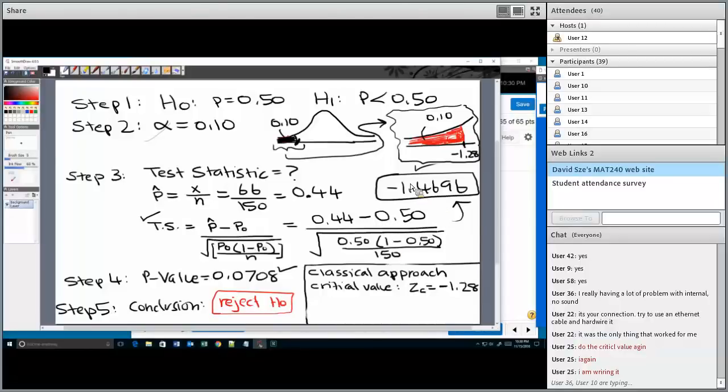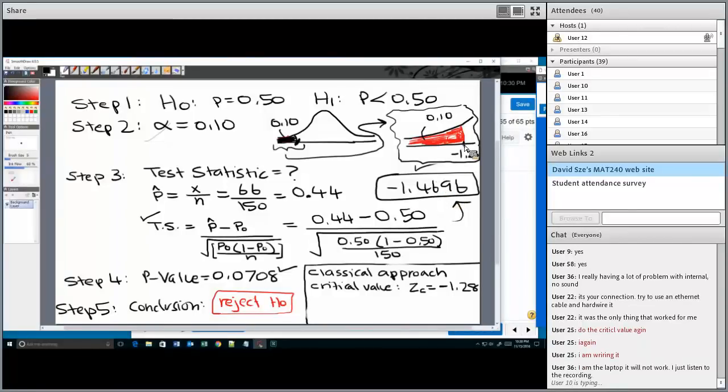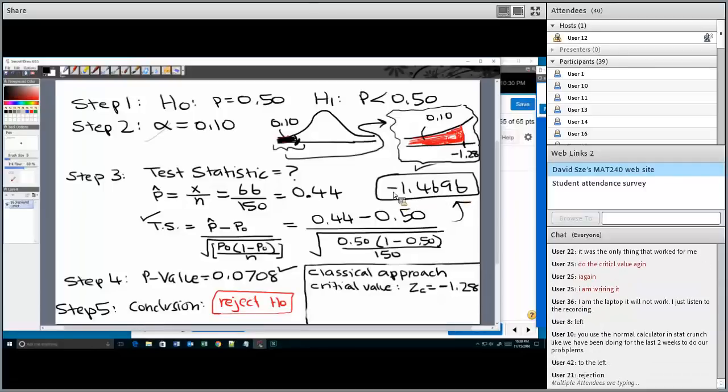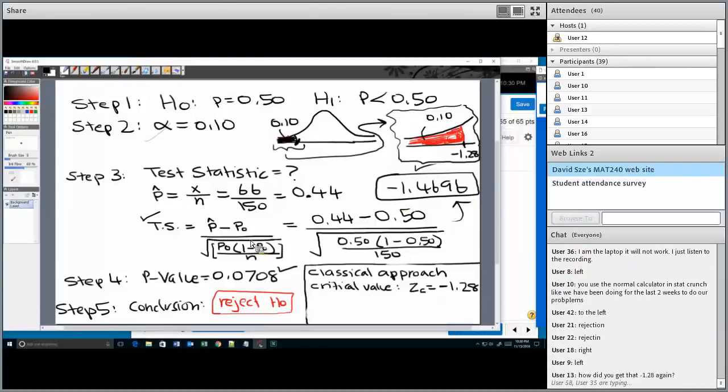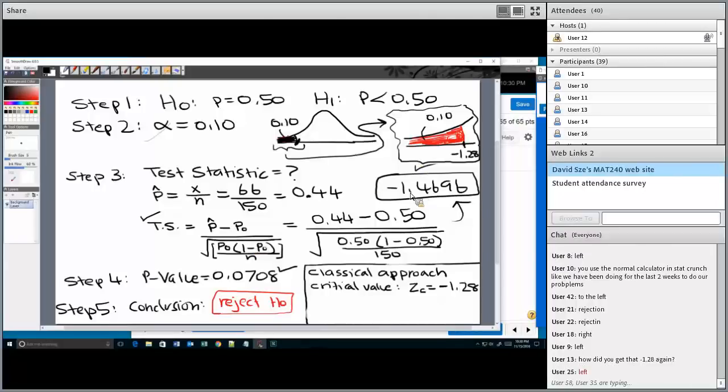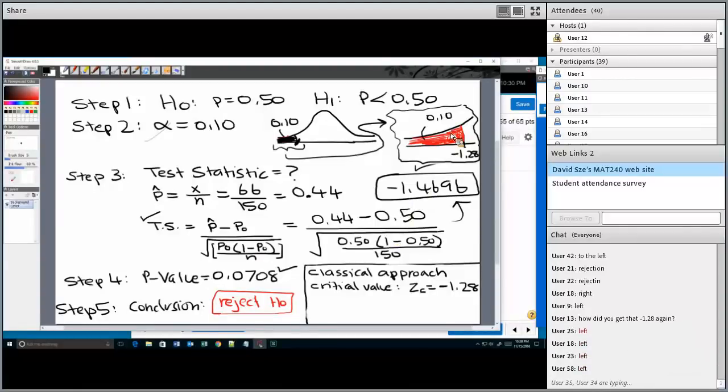Okay. So my question to you is, my test statistic that I found was minus 1.4696. Where does this value lie? Is it going to be on this side in the rejection region, or is it going to be on the right side of minus 1.28? Where will minus 1.4696 be? Now be careful because this is negative. We're talking about negative values. It's going to be on the left side, right? So do you all agree that this value, the test statistic, will fall in the rejection region? Maybe somewhere here. Do you all agree with that? Yep, so that's all you have to test.